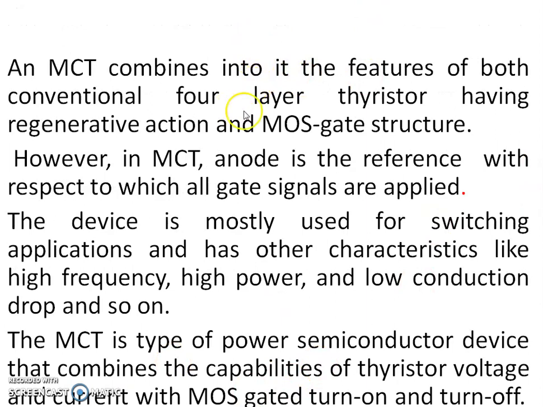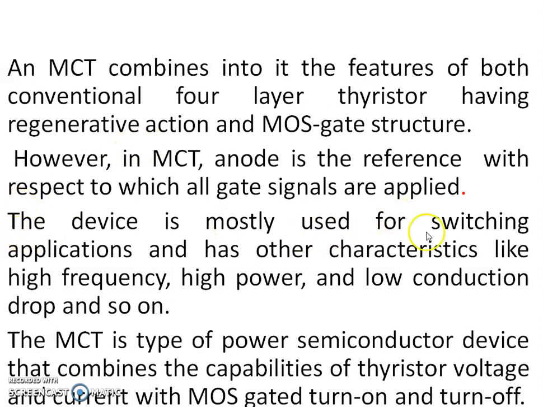An MCT combines the features of both the conventional power 4-layer thyristor, having regenerative action, and the MOS gated structure. However, in an MCT, we take the anode as the reference with respect to the gate, to which all the signals are applied. But in a conventional SCR, the cathode is the reference terminal for the gate signals.